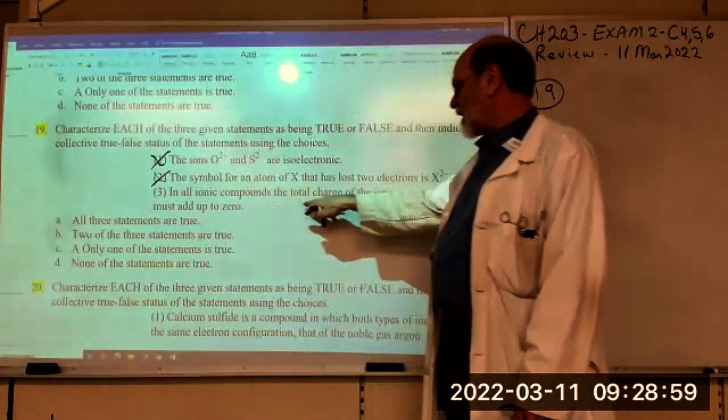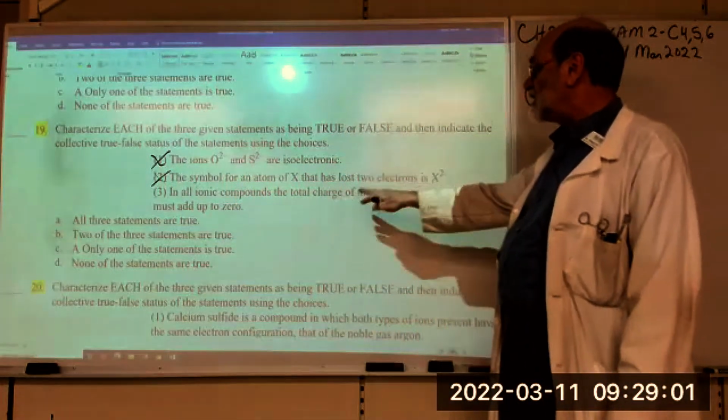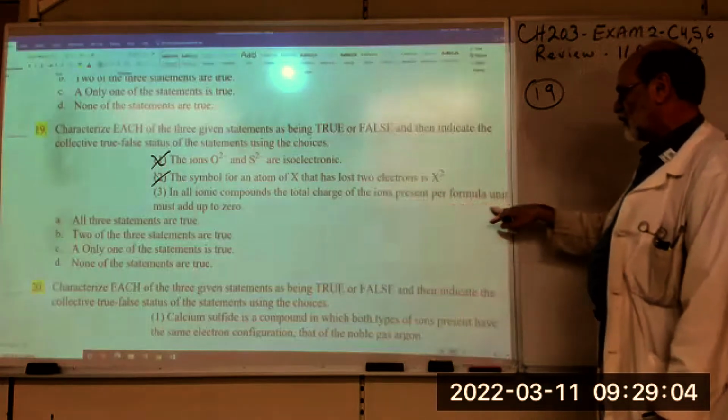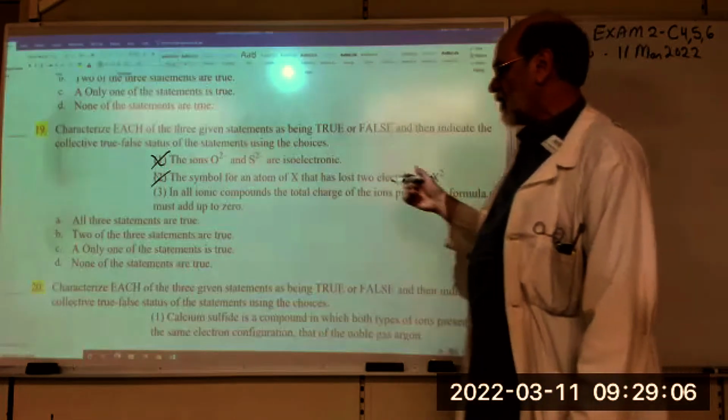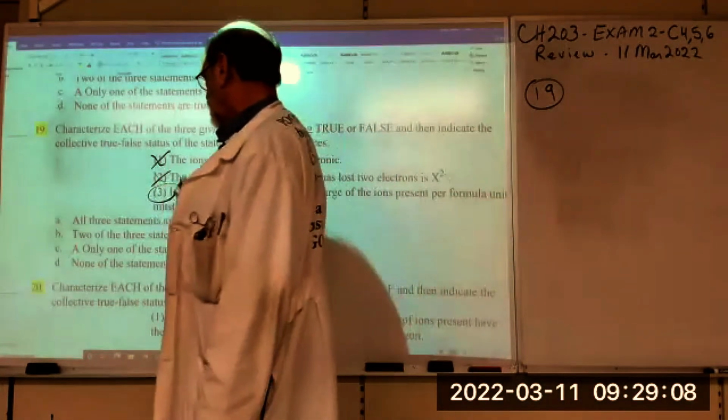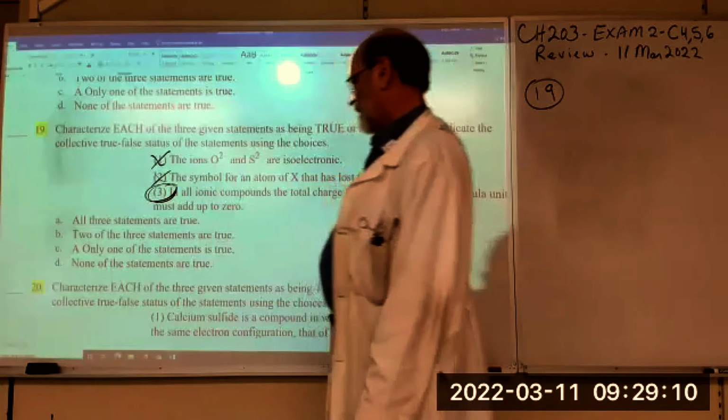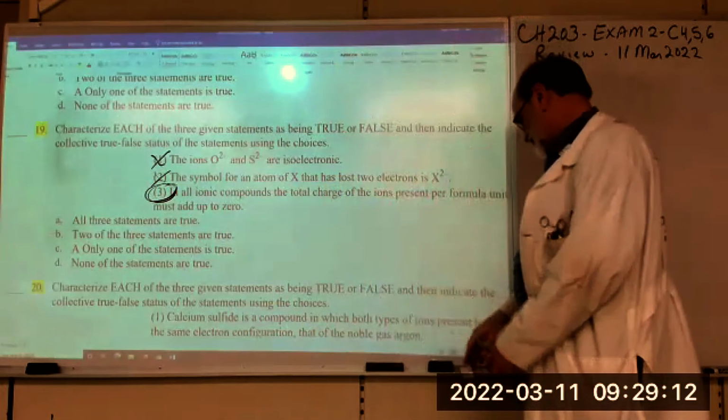In all ionic compounds, the total charge of the ions present per formula unit must add up to 0. Bingo. Only one of the statements is true.